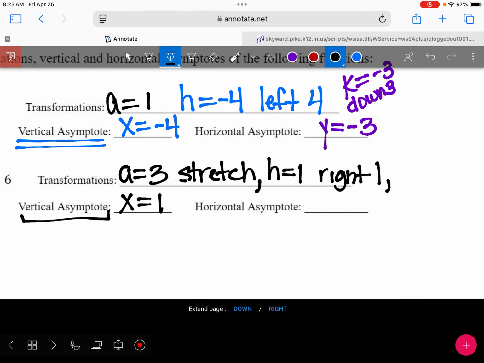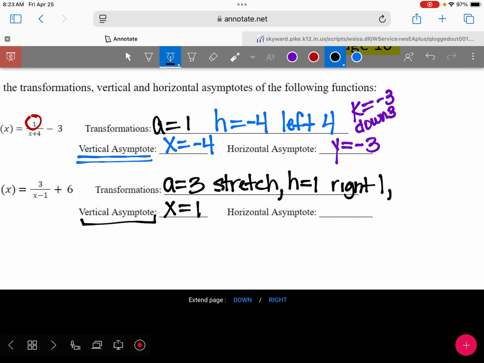All right, and then the last thing is our K. So, Sean, what did you write for K? K is the number that's not in the fraction. So, what number is not in the fraction? 6, and that makes it go up 6. And that would be your horizontal asymptote. And that's it. That's your transformation. I don't know. Do we have that in the homework? No, we don't.